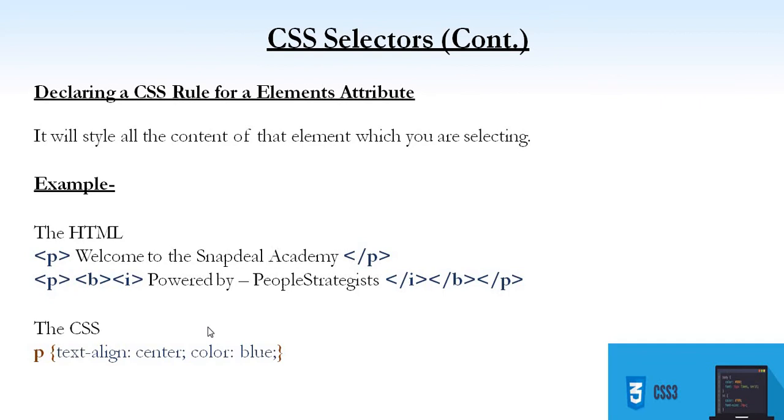So here is the CSS selectors part. There are many ways to use CSS in our file. Declaring a CSS rule for an element attribute. For example, for a paragraph, I just want to set text align center and color blue. Now in the HTML file where this P tag will occur, this particular property will apply to that part.